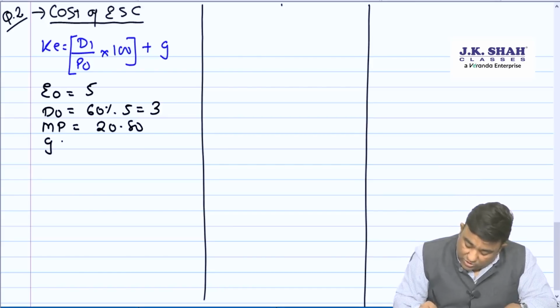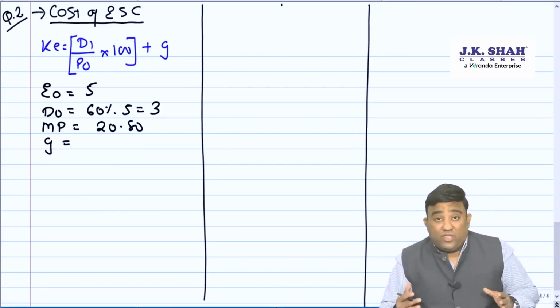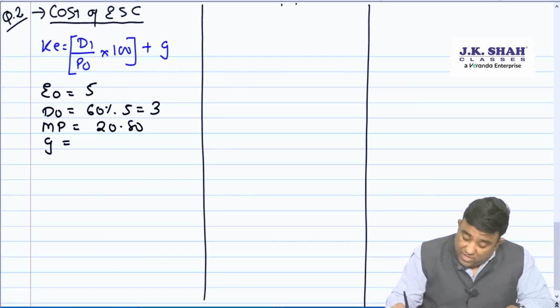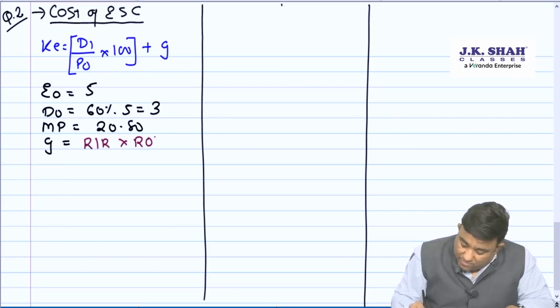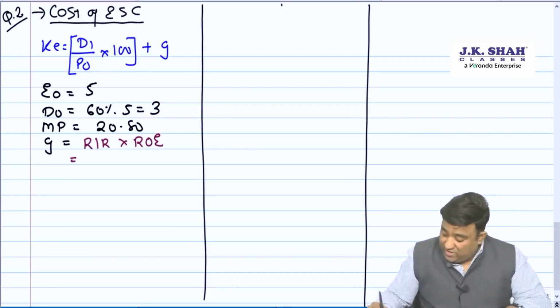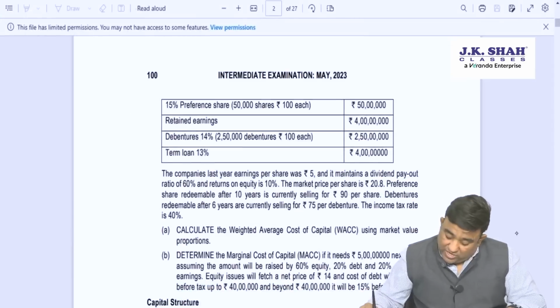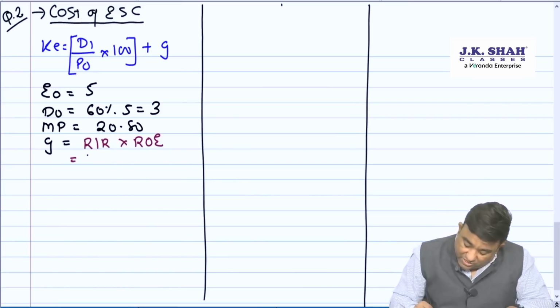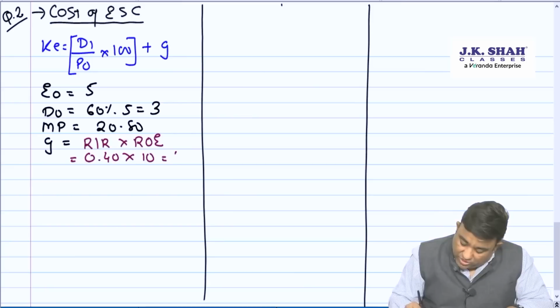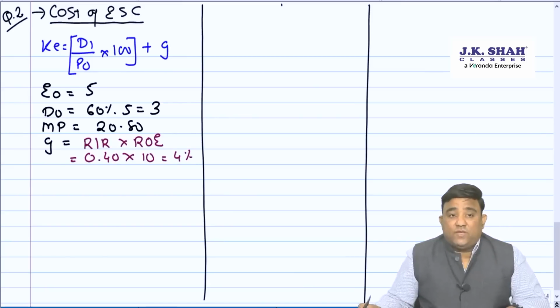So I need a growth rate. Growth rate is not given, and student, the best part is you need to apply the concept of growth rate, that is retention ratio into ROE. Student, remember, retention ratio is given. How come it is there? Student, check out. The dividend payout is 60%. So logically, retention ratio is 40% and ROE is given, how much? 10. So your growth rate is going to be 4%.